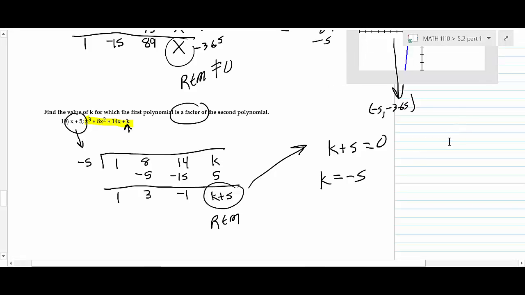So if you change that k to -5, then x plus 5 would be it. Yeah, and it would be a 0 anyway, wouldn't it? Okay, all right.